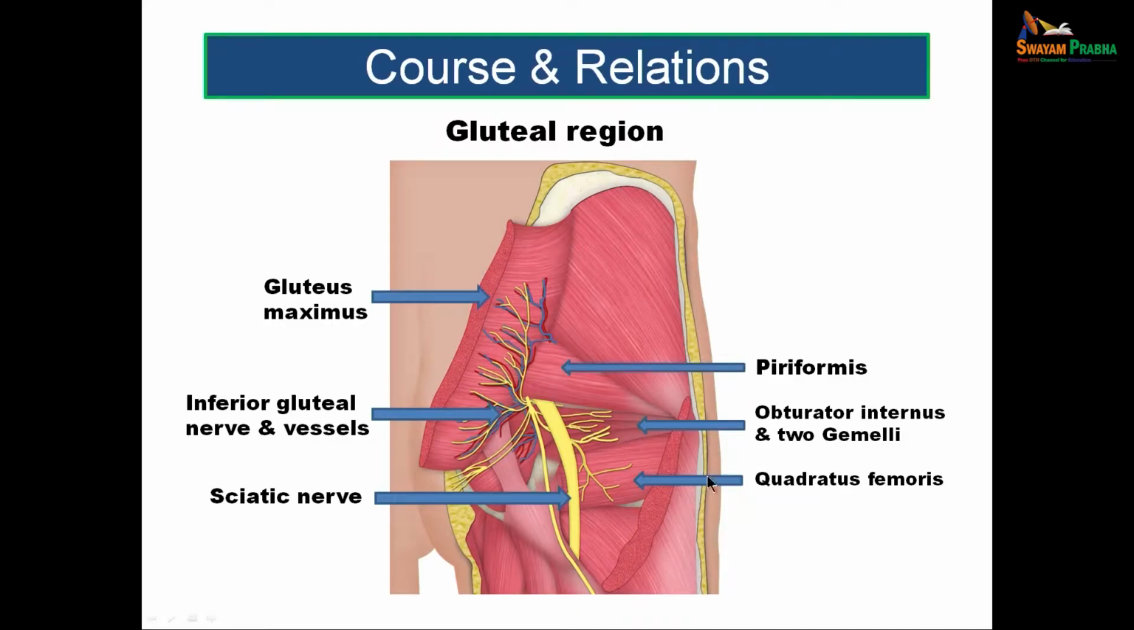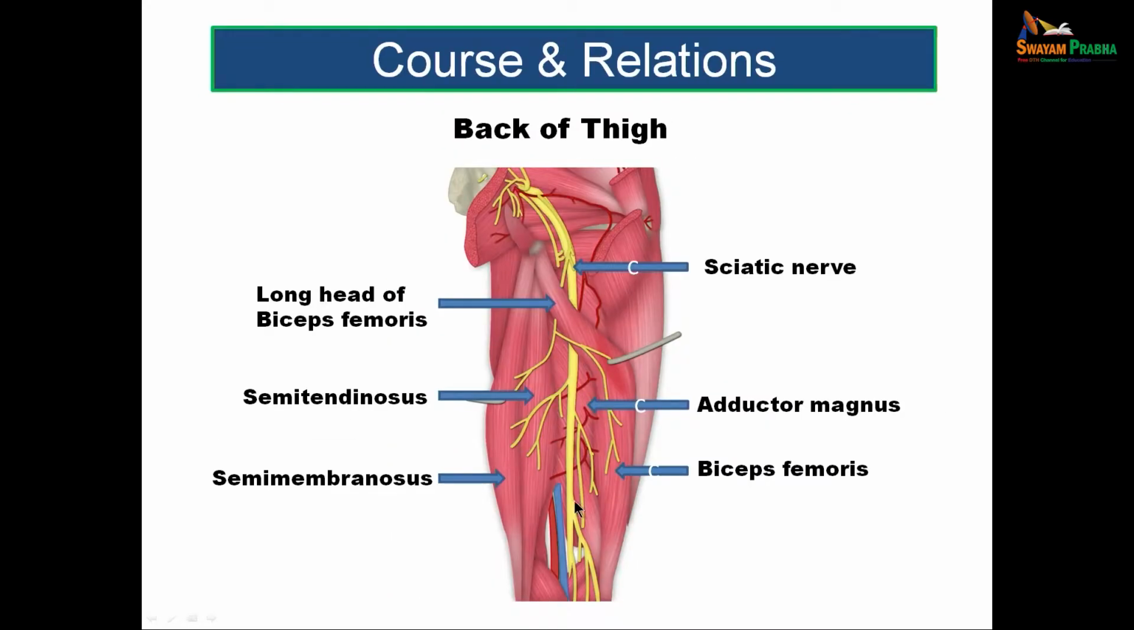Inferior to this, it is lying on the quadratus femoris, and this quadratus femoris muscle will separate the sciatic nerve from the hip joint and obturator externus tendon. Next, it will descend superficial to the adductor magnus and enter the thigh. In the back of the thigh, it is crossed superficially by the long head of biceps femoris, which is taking its origin from the ischial tuberosity. So, you find this long head crossing the sciatic nerve and going laterally.